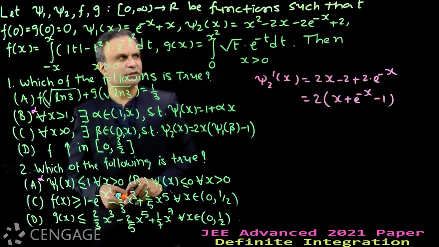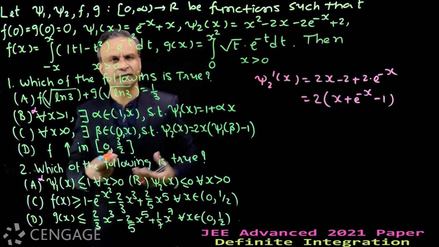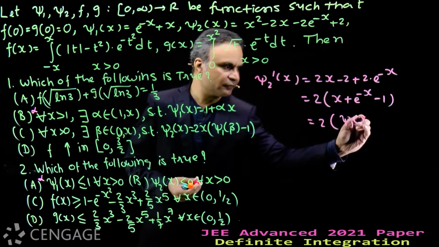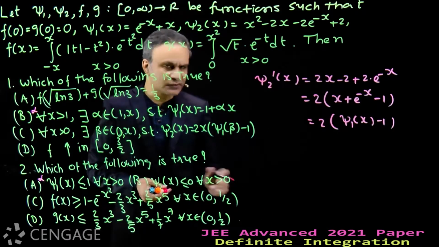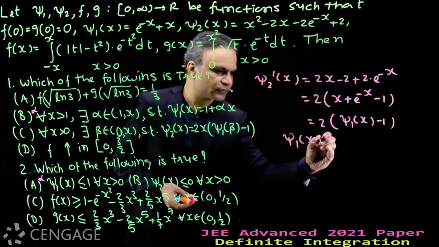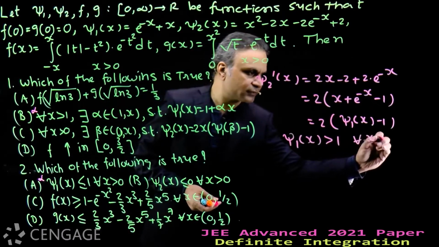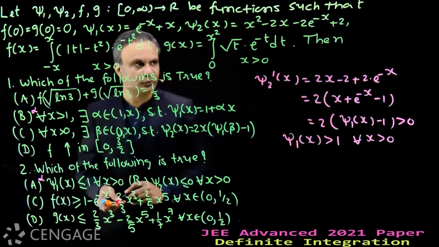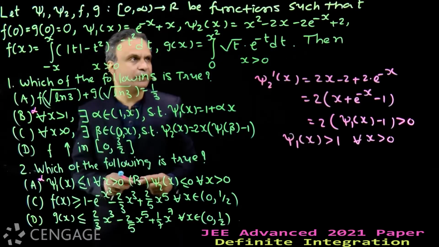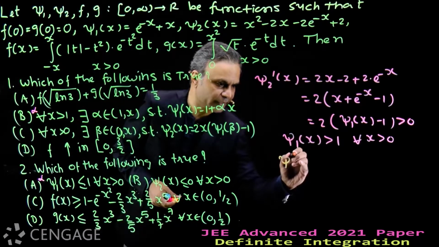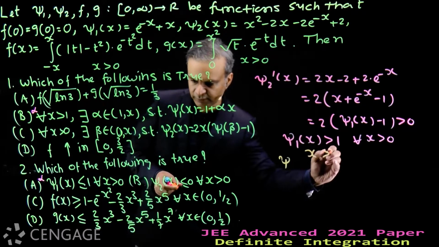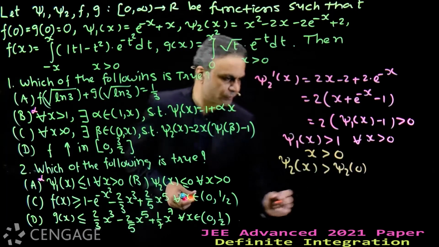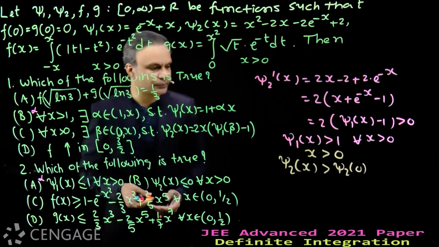Now this is a very nice question. The reason is that all the functions are connected. Like here, this is psi 1(x) minus 1, and just now we proved that psi 1(x) is greater than 1 for all x greater than 0. That means this is greater than 0. The derivative of psi 2(x) is positive, so psi 2(x) is also an increasing function. For x greater than 0, we have psi 2(x) greater than psi 2(0), because psi 2(x) is an increasing function.